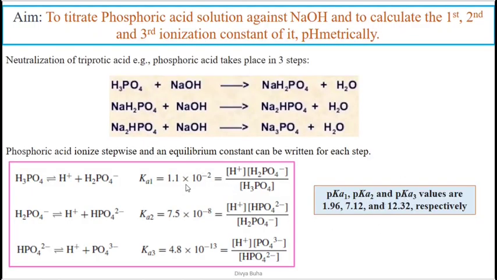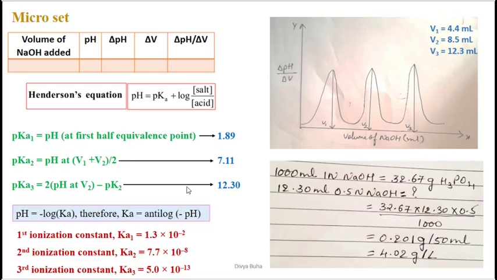These values and these values can be interconverted with the help of an equation. So over here the equation is pH equals minus log Ka, and therefore Ka would be equal to antilog of minus pH value. Okay, so over here we know that pH is equal to pKa. So you have to write down the pKa1, pKa2, and pKa3 values in this equation, and you have to find out the first, second, and third ionization constant values of it. So for the first one, pKa1 would be 1.89. So you have to put it in this equation.